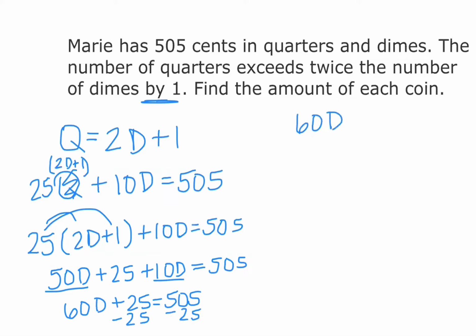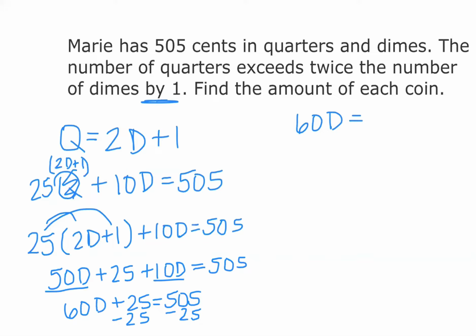I'm sorry. I know it's too late to be asking this. But in this problem, how did you get that equation where you started off with 25Q plus 10D? Actually, no, I got that. I understand how you got that. But originally, how did you get the Q equal to 2D plus 1? Like in the word problem, exactly how did you get that?